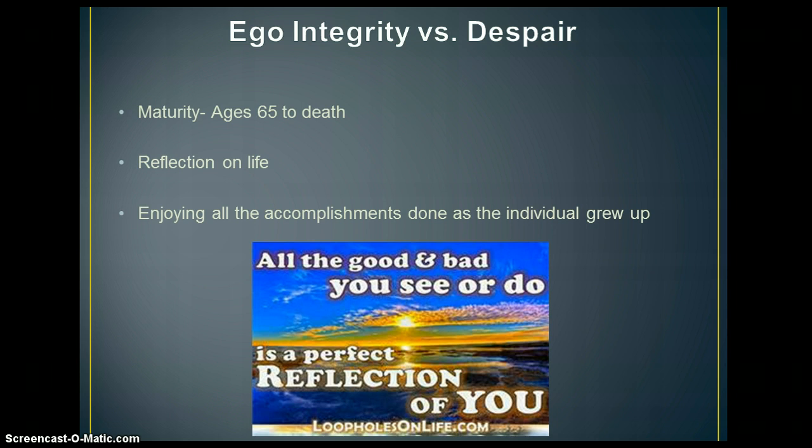And I like the quote that I have here: all the good and bad you see or do is a perfect reflection on you. Because no matter what happens, good or bad, it will always be with you.